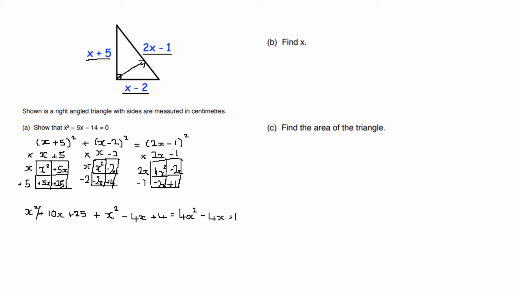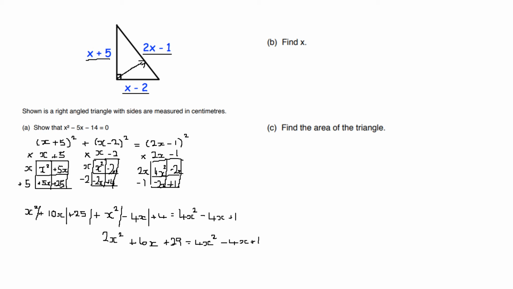So remember, always put a line before each sign, and then you know which term the negatives and positives go with. So I've got x squared plus x squared. That's going to give me 2x squared. I've got a positive 10x and a negative 4x, so that will be 10x take away 4x. That's going to give me plus 6x, and then I've got a positive 25 and a positive 4. 25 plus 4 is 29. That's going to be equal to 4x squared minus 4x plus 1.